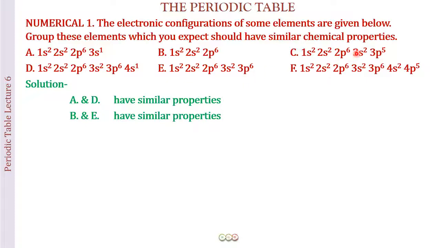Next we have C and F. C is 3s2 and 3p5, and F is 4s2 and 4p5. Both of them have 7 valence electrons, and that means they both are halogens and hence they have similar chemical properties. The crux of the question: to have similar properties, the elements must have similar valence shell configuration.